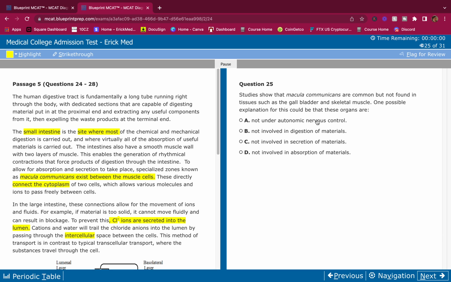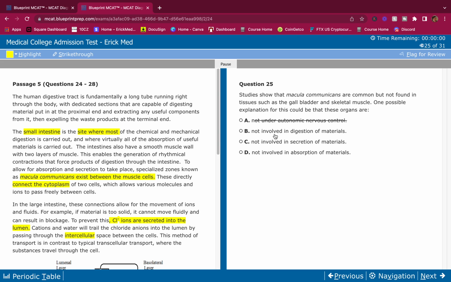Studies show that macular communicants are common but not found in tissues such as the gallbladder and skeletal muscle. One possible explanation for this could be that these organs are not under autonomic nervous control. They are, okay? The gallbladder is under autonomic nervous control, specifically the parasympathetic nervous system, really. And the skeletal muscle is under voluntary control. It's your somatic muscle here. So the gallbladder is autonomic, but the skeletal muscle is not. Therefore, this is wrong.